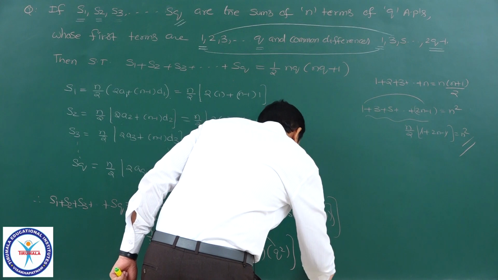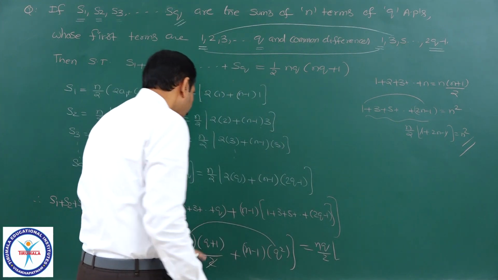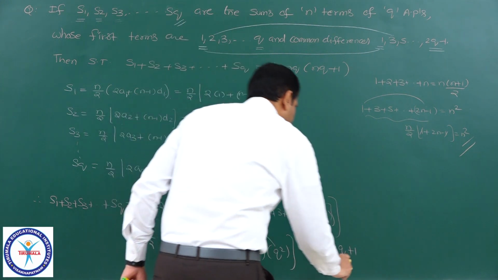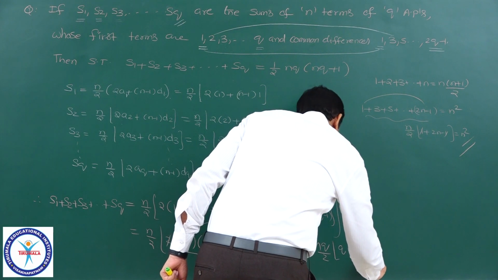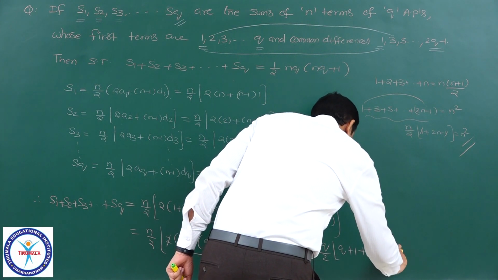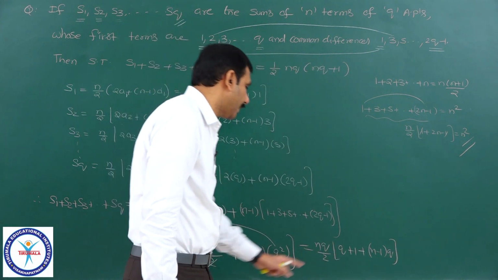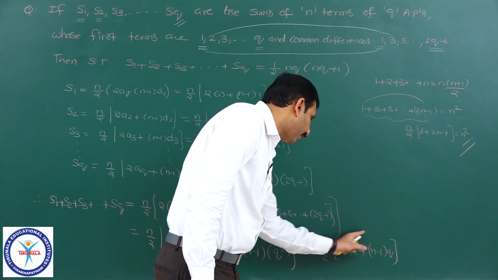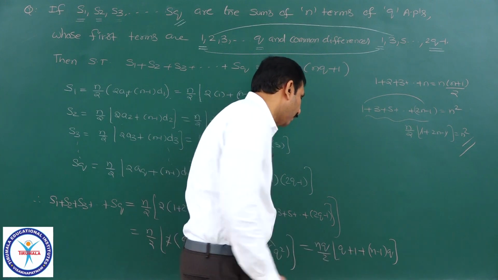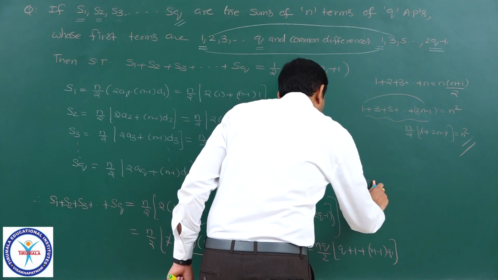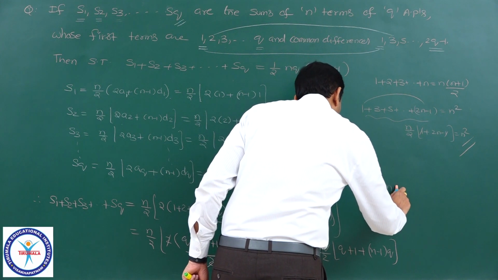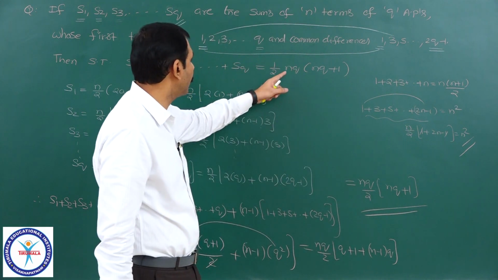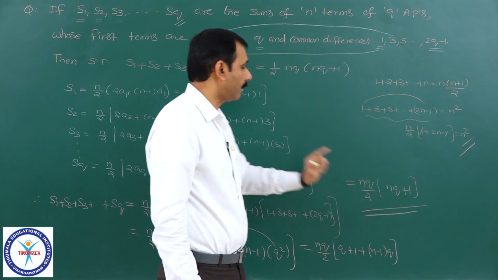nq by 2 into the leftover terms, q plus 1, plus n minus 1 into q. Now again, further simplification: it will become nq minus q, that minus q plus q will get cancelled. Therefore, the total simplification will become nq plus 1 only. Therefore, it is equal to nq by 2 into nq plus 1 will be the value. Of course, they are asking us to show that only: nq by 2 into nq plus 1.